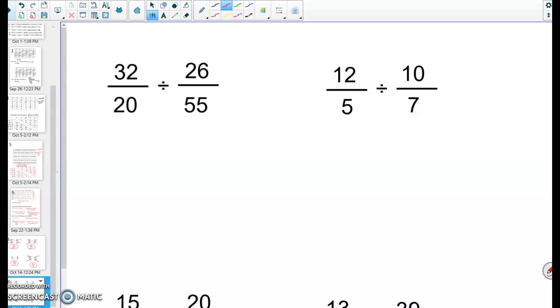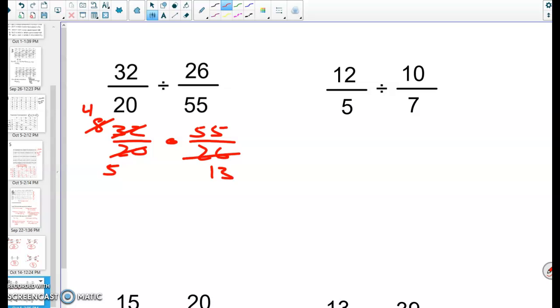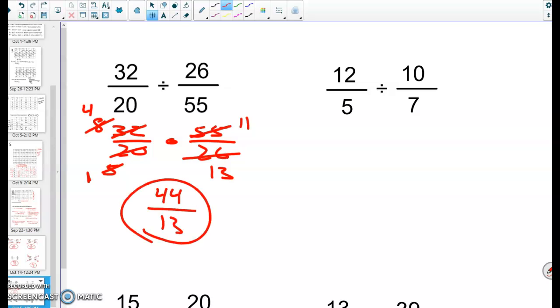Okay, and our final one. Once again, my advice with division is you keep, you change the multiplication, and you flip. I would not reduce anything until you've done that. In this case, 4 goes into 32 8 times, 4 goes into 20 5 times. There's nothing you can reduce here. So 8 and 26, 2 goes into 8 4 times, 2 goes into 26 13 times. 5 goes into 5 once, 5 goes into 55 11 times. 4 times 11 is 44, 1 times 13 is 13, 44 over 13.